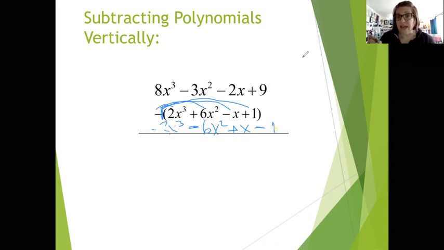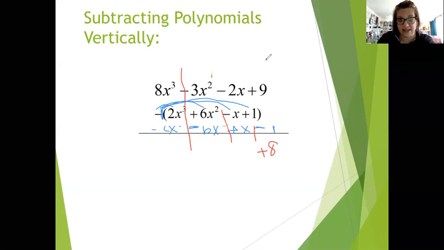Then I start on the right. Again, I start on the right and I move left. And again, I'm going to look at my columns here. So 9 minus 1 is going to be 8. Negative 2x minus 1x will be negative 3x.